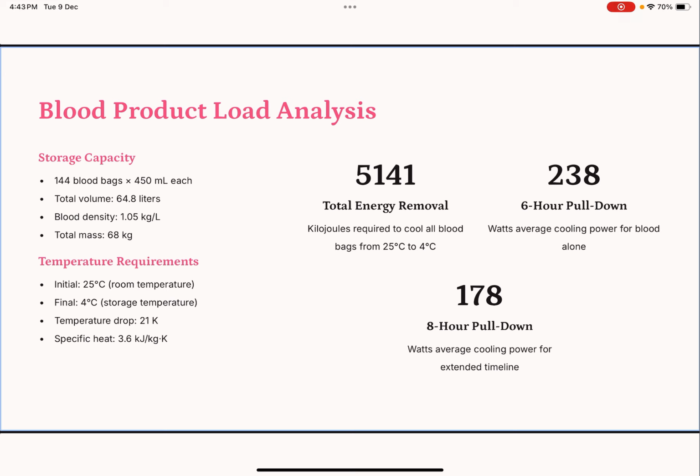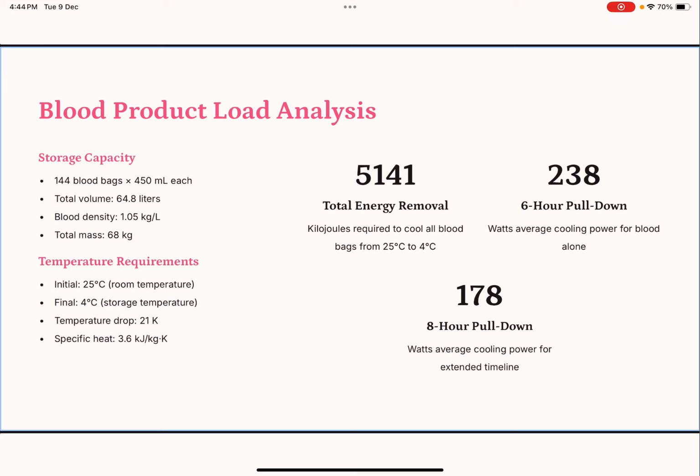Each bag can store 450 ml of blood. The blood's density is taken as 1.05 kgs per liter, approximately the same as that of water, and that gives me a mass of 68 kgs. And then this mass into specific heat into delta T gives me the cooling load. This cooling load is the pull down load, and if I divide it by time, the pull down load is 5141 kilojoules. And how do I calculate that?